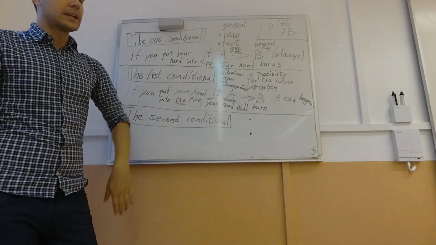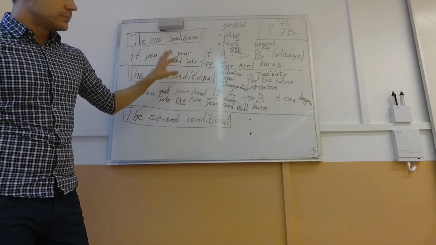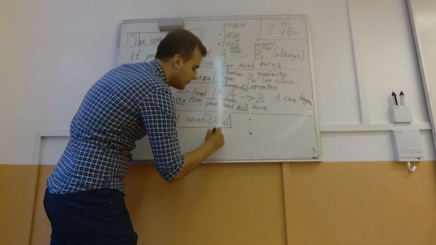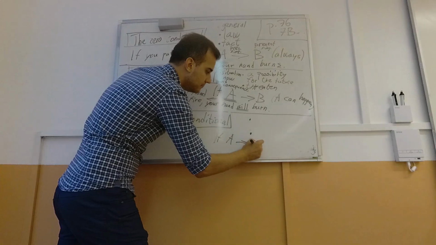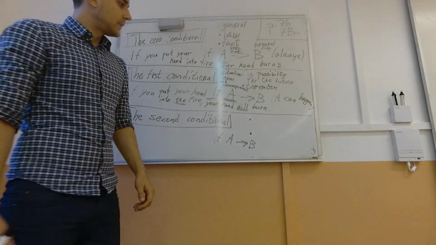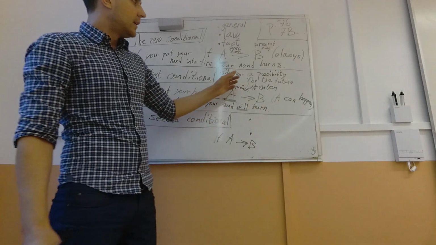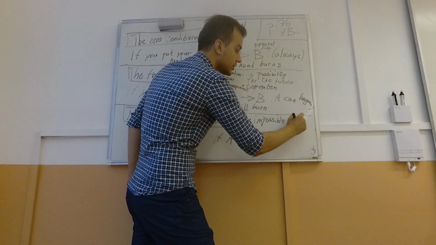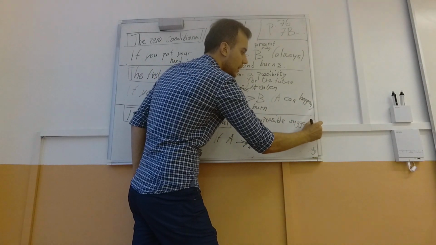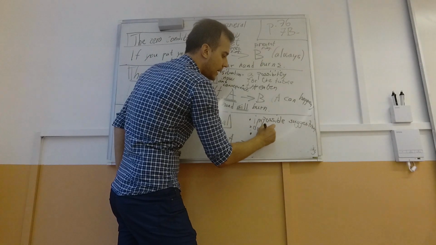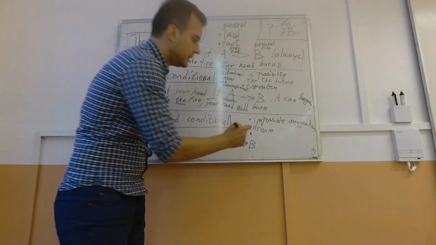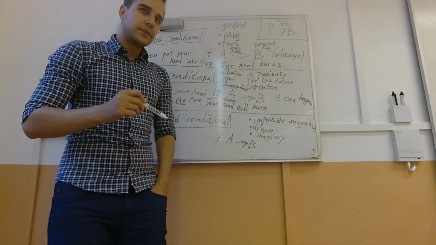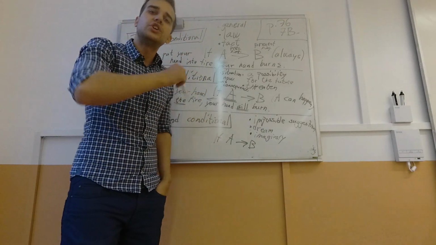Now, let's have a look at the second conditional. The second conditional can be a little bit similar to the first one, because I'm also talking about if A, then B happens, alright? But the only difference here is that this is impossible suggestion, or it can be your dream. I am dreaming, okay? It can be imaginary.